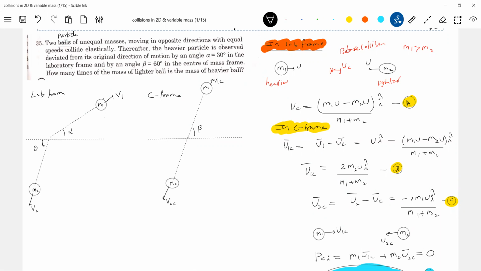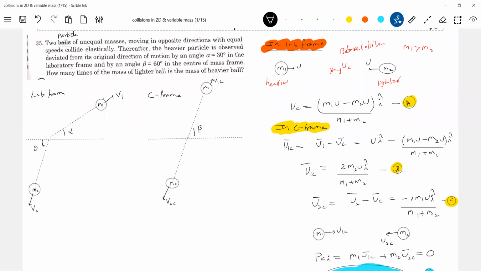Sir, why are you not writing coefficient of restitution? For subatomic particles, the coefficient of restitution is not defined. Any reason for that? Electron, can it undergo deformation? Nuclei, can it undergo deformation after collision? I think it's quite meaningless, no? So therefore, the coefficient of restitution is not defined for subatomic particles.